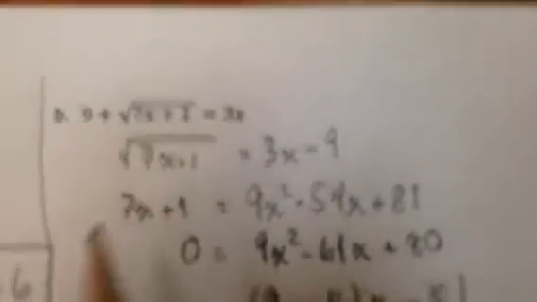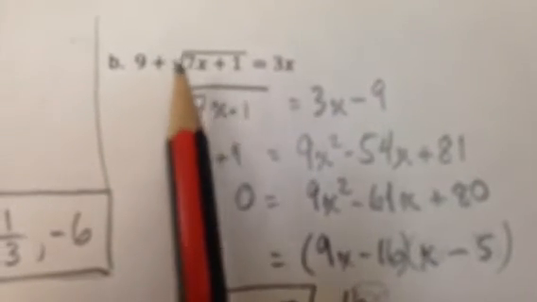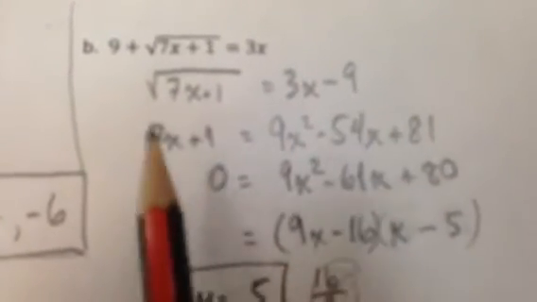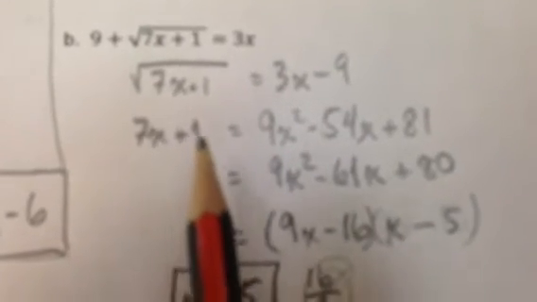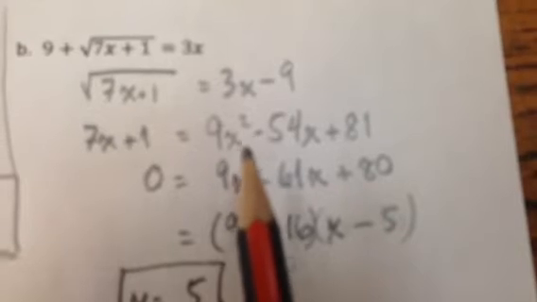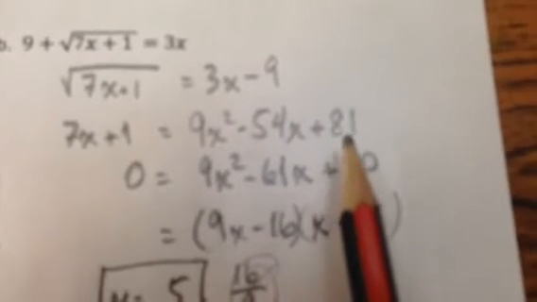The next problem is a radical equation, and I want to isolate the radical first by moving that 9 over there, 3x minus 9. I square both sides, and I get 7x plus 1 over here, and this whole thing squares out to 9x squared minus 54x plus 81.